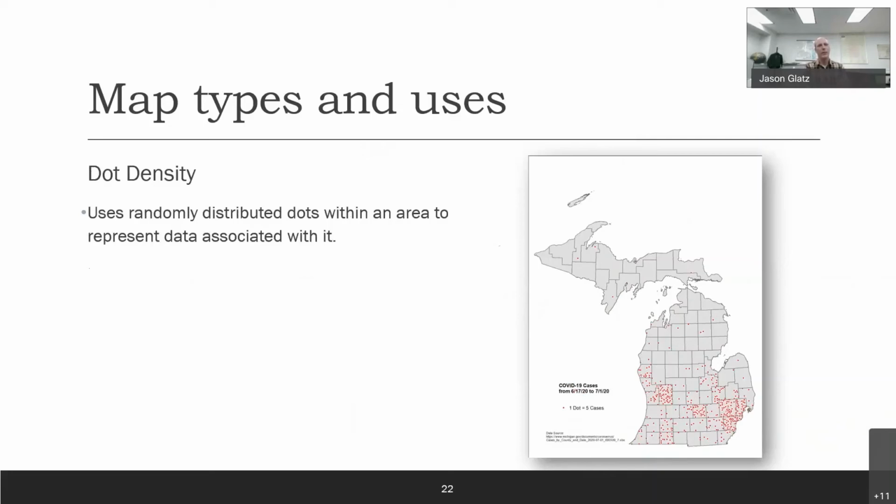Another way, as I was saying before, you can do a dot density map, which will randomly distribute dots within an area. In this case, I should have backed up and said all those maps were made using COVID data from the middle of June to the beginning of July of this year. With a dot density map, you basically assign a certain value to the dots, and then the software will randomly distribute the dots within each county in this case.